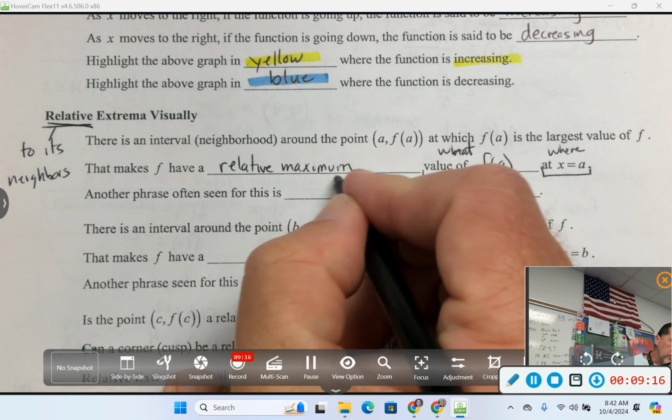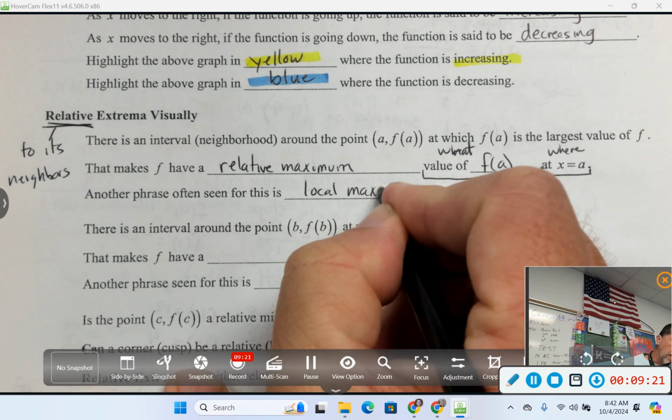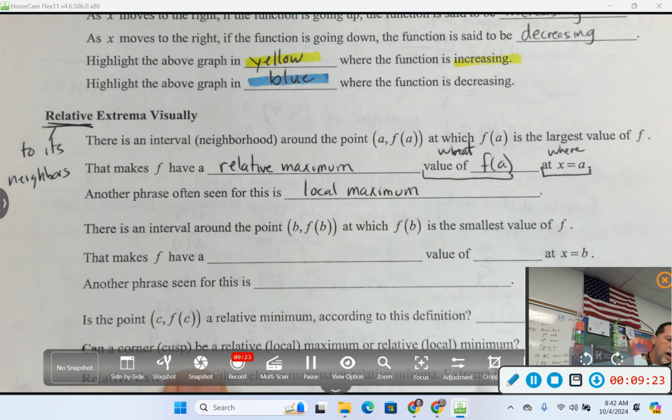Another phrase for relative maximum is one that maybe makes more sense. That's local maximum. Like in its local neighborhood, in its area, f of a is at the top of a hill.